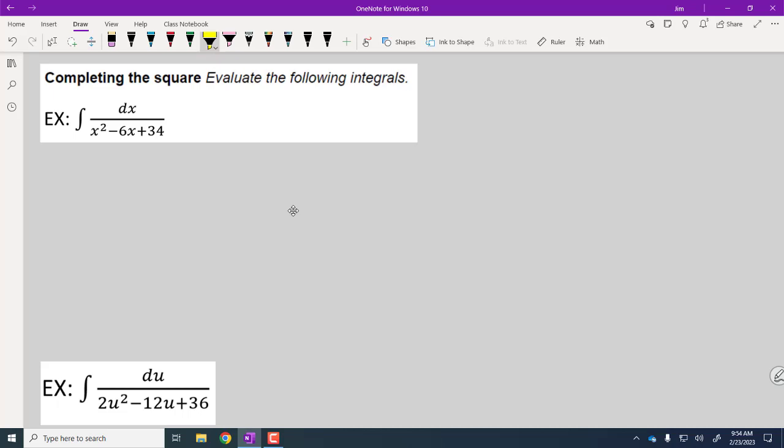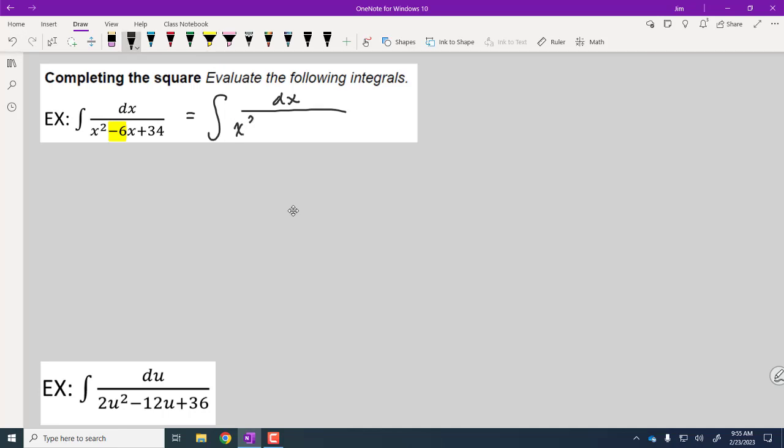If the derivative of u is not in there somewhere, it's not going to work. So we're going to complete the square. Can't use u-sub. Remember that when we complete the square, we take the coefficient of x, divide it by 2 and square it. When we divide -6 by 2, we get -3. When we square it, we get 9. So we need a 9 to make a perfect square trinomial, to complete the square.